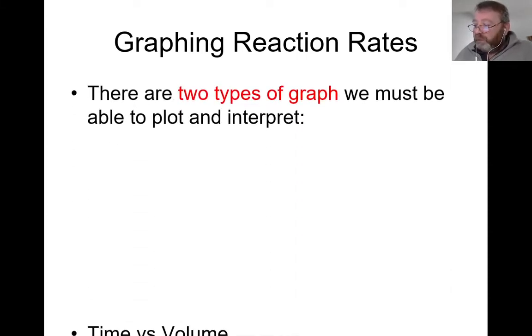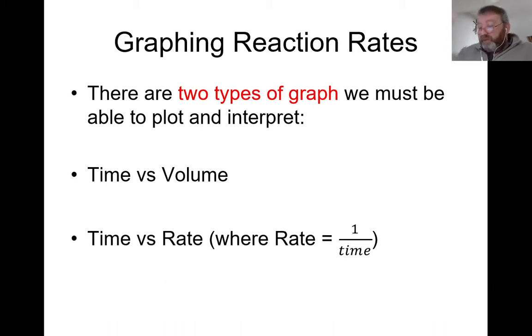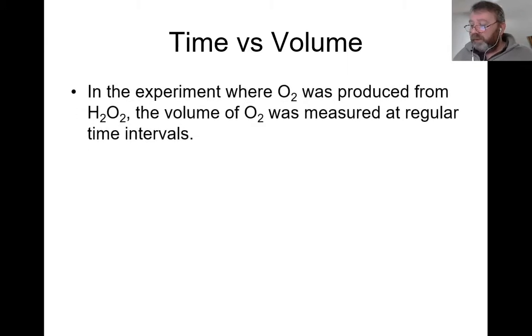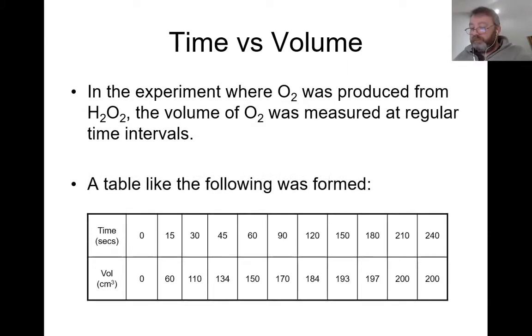I want you to take a look at the table here. Obviously, we're going to be doing time versus volume first. I'll come back to this in a moment. Here's a table. I started my experiment. I lifted up my little rubber stopper, I allowed in the manganese dioxide, and I started the stopwatch. Here, every 15 seconds, I simply recorded how much oxygen was being produced in the graduated cylinder.